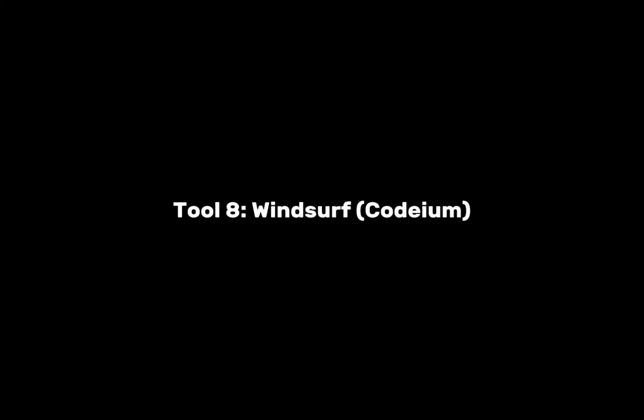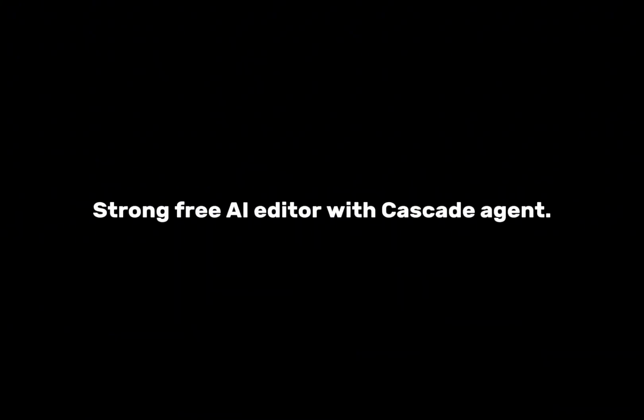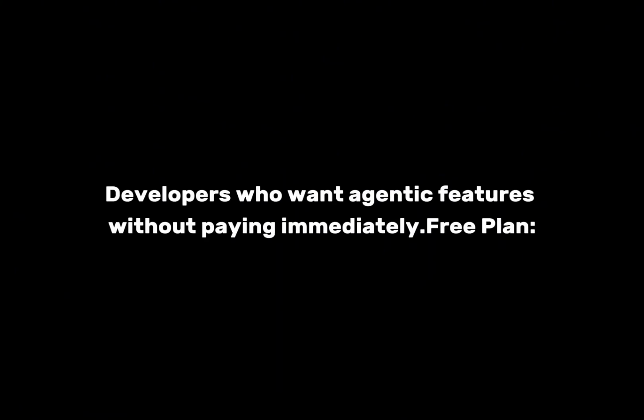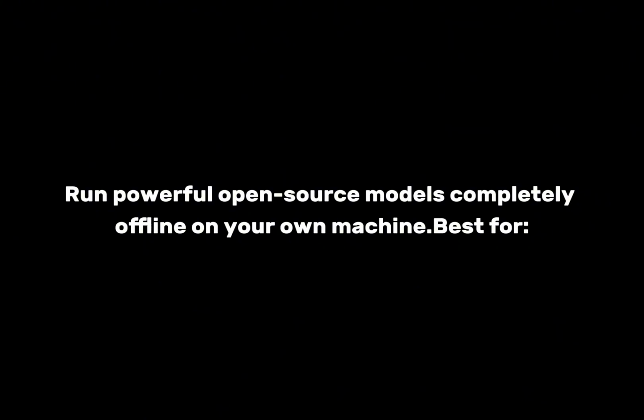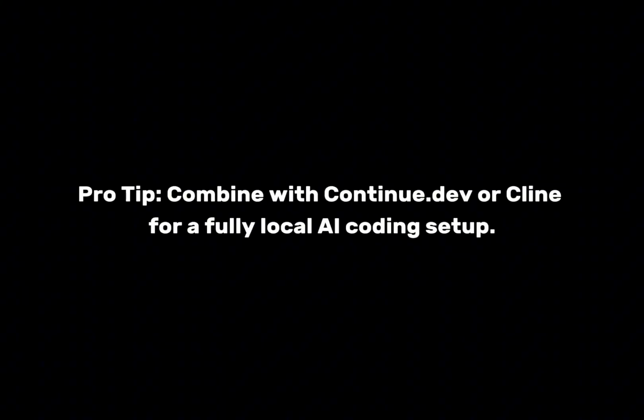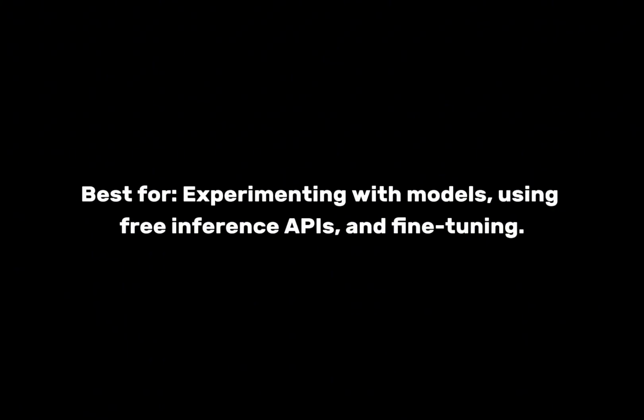Tool 8. Windsurf. Codium. Strong free AI editor with Cascade Agent. Best for developers who want agentic features without paying immediately. Free plan. One of the most generous free tiers among AI editors. Tool 9. Ollama. Run powerful open source models completely offline on your own machine. Best for privacy, zero cost after setup, and unlimited usage. Pro tip, combine with Continue.dev or Cline for a fully local AI coding setup. Tool 10. Hugging Face. The central hub for open source AI models. Best for experimenting with models, using free inference APIs, and fine-tuning.